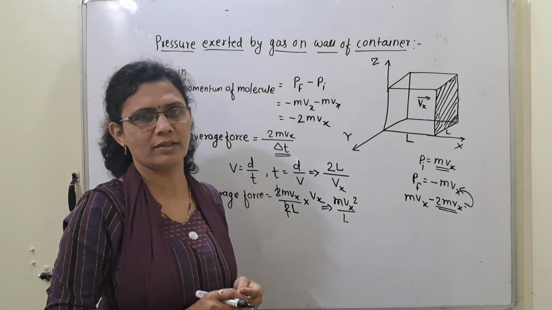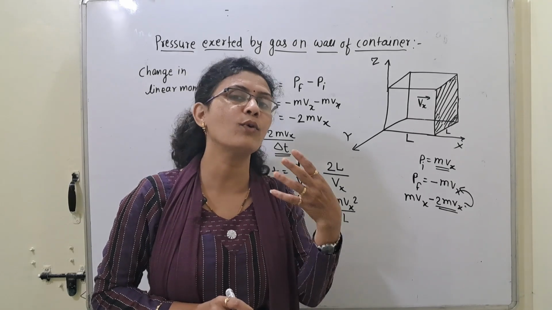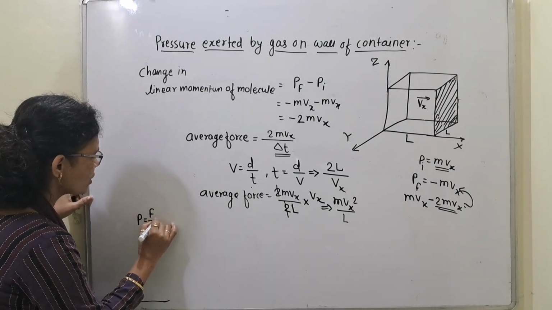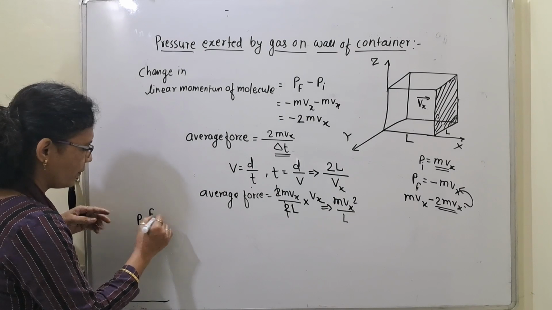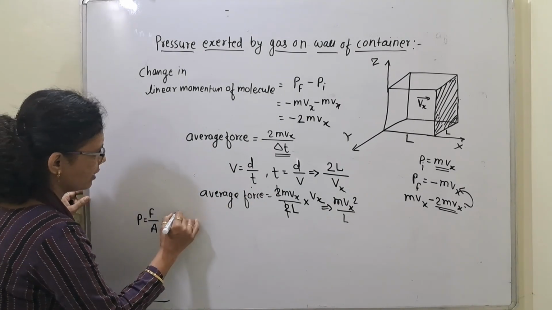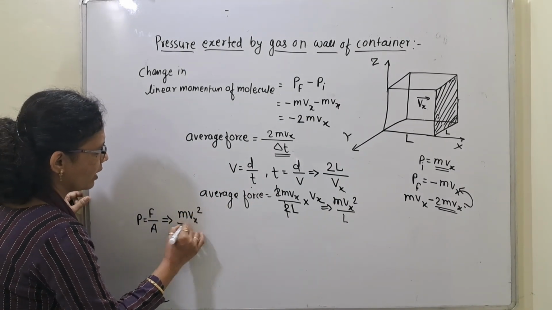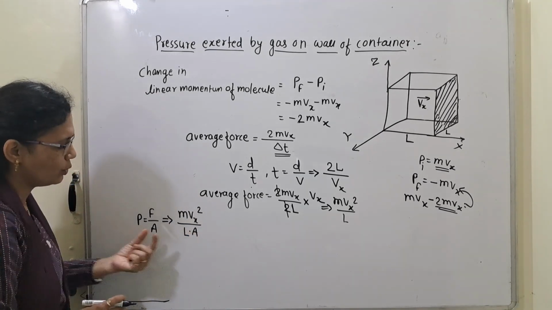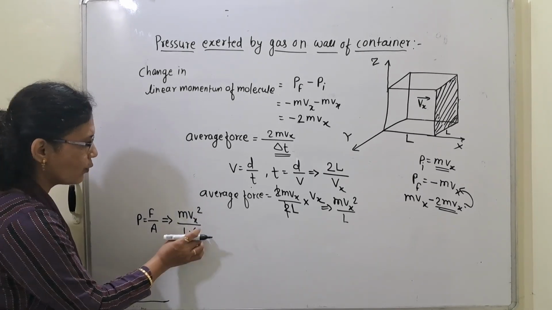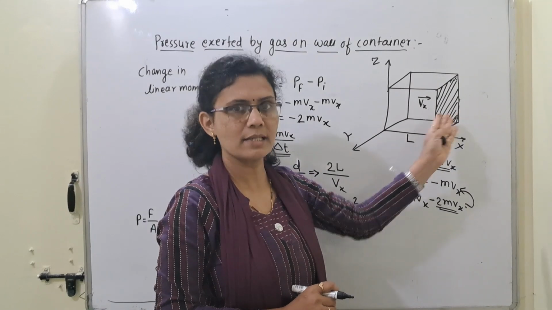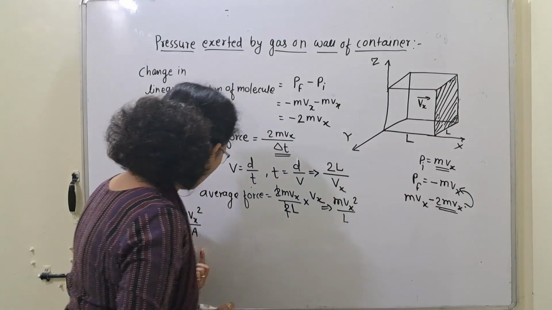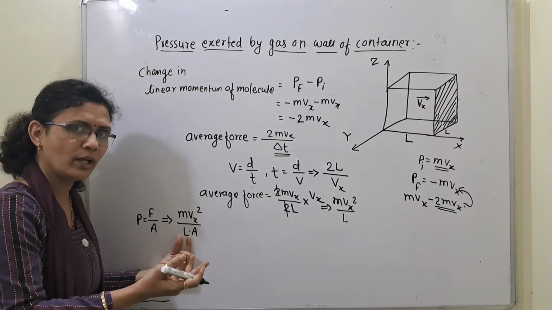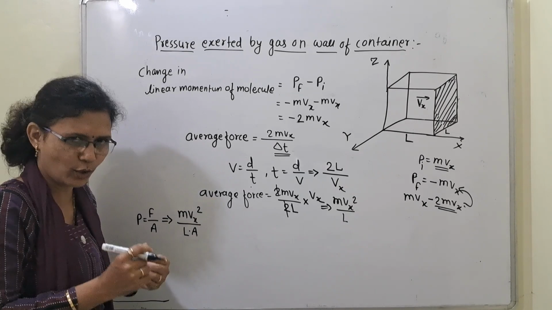But what we want is pressure. What is the formula for pressure? Pressure is equal to force upon area. So if I put the value of force here, it will be mvx square upon L into A. And what is area into length? It is volume. What will be the area of this cube? Side into side, that is side square, means L into L. This A is L square. This L square into L will be L cube. And what is L cube? It is nothing but the volume.